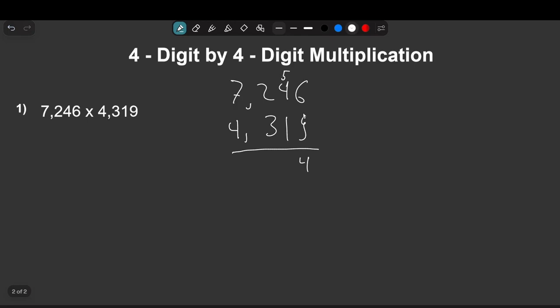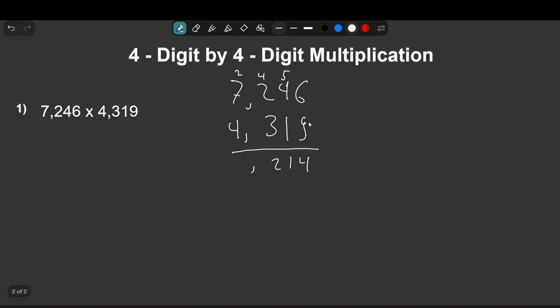So now we're going to do 9 times 4. 9 times 4 equals 36. And then we add the 5, so 36 plus 5 will equal 41. So we're going to write the 1 and carry the 4 over here. Now we're going to do 9 times 2. 9 times 2 equals 18, plus 4 equals 22. So we're going to write the 2 down here and carry the 2 over here. Don't forget to add your comma right here.